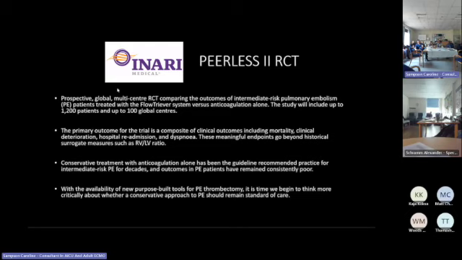I think what ultimately this new trial, PEERLESS 2, is going to address is that with these new tools for PE thrombectomy, we need to be thinking a bit more critically about whether a conservative approach to intermediate risk PE should remain the standard of care, and that's something we're going to be looking at.